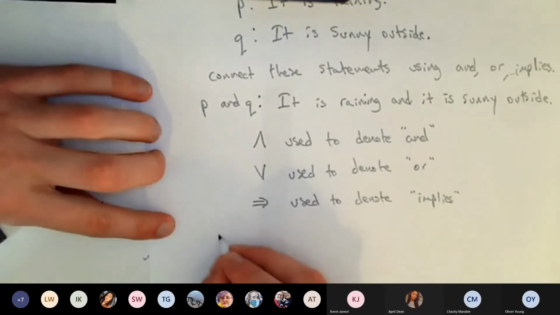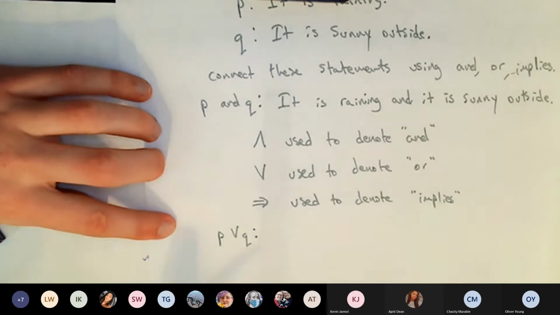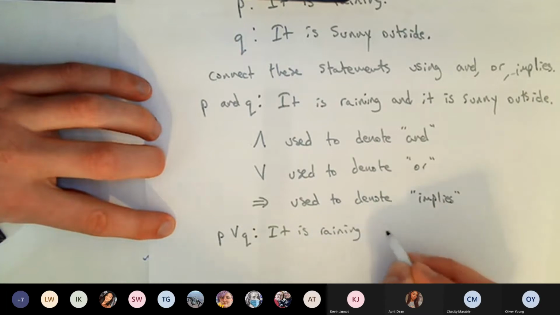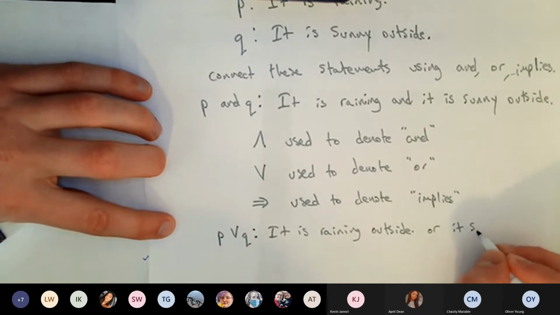And you literally read them as and, or, implies. So if I said find P or Q, that's how you read that, P or Q. So you would say it is raining outside, or it is sunny outside.